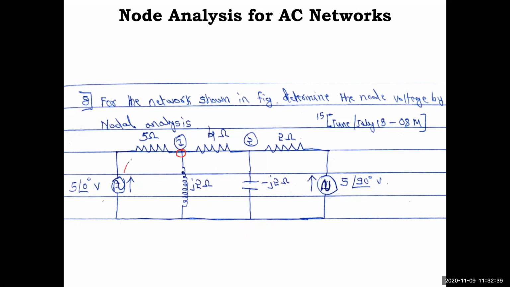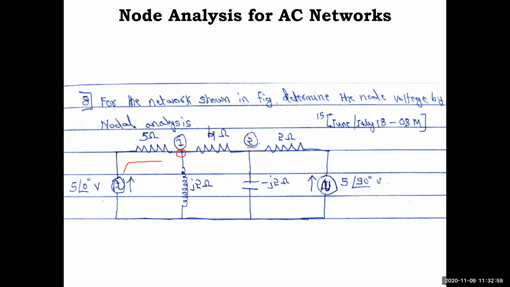This is the voltage in series with resistance, meaning current is nothing but voltage by resistance. 5 at an angle 0 degree by 5 is the current entering this node. That is what you have to write as the first equation. And then you have to simplify. As it is, if you keep it, you could not solve it. Simplification I will show you next.